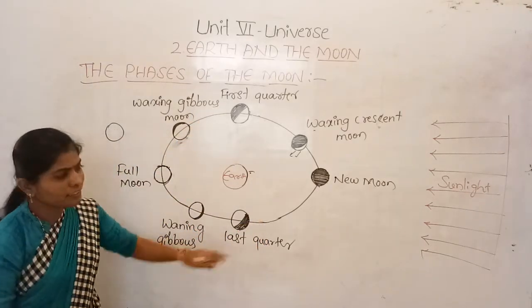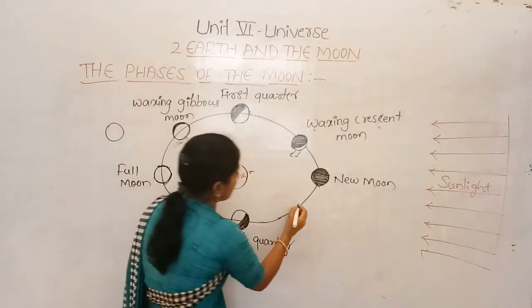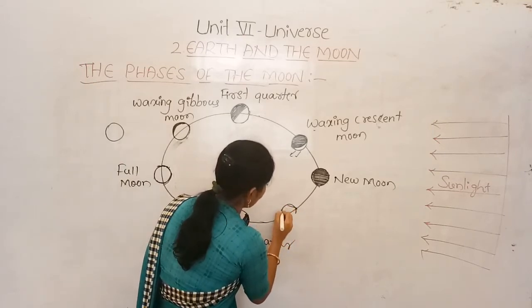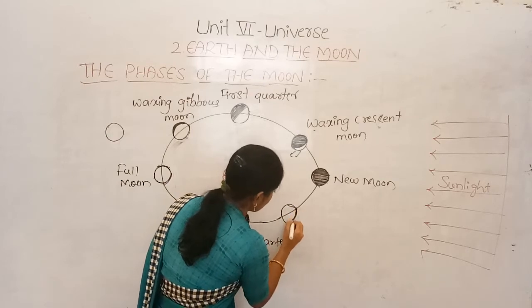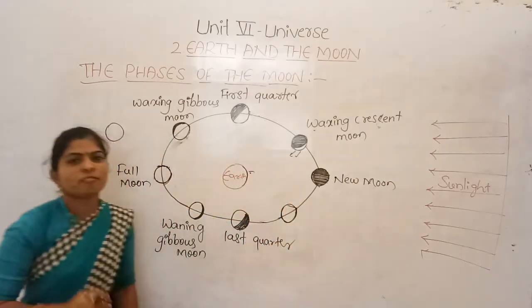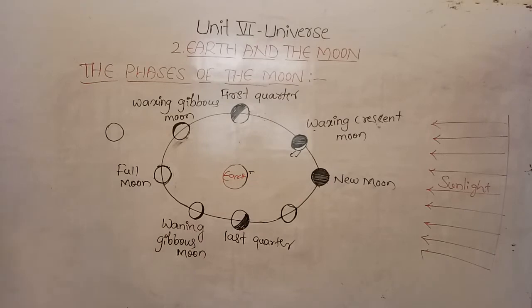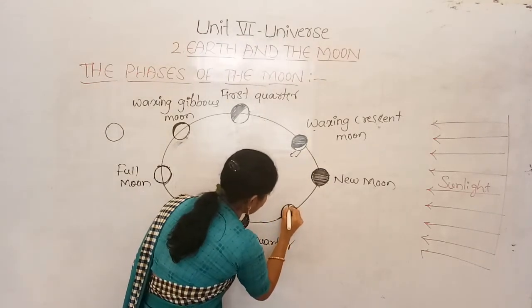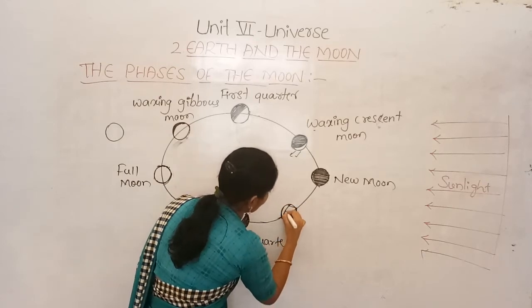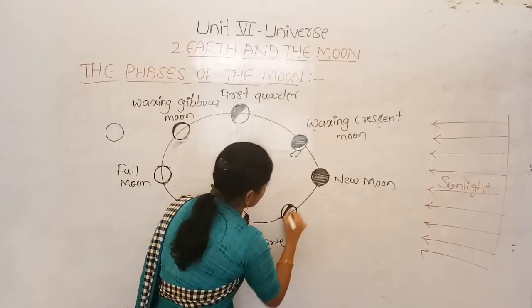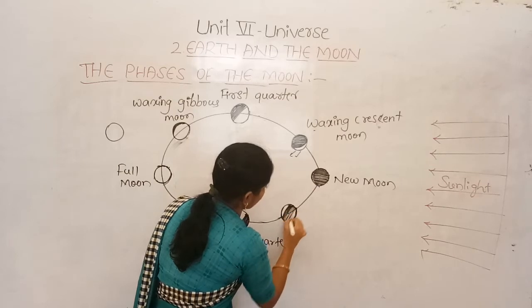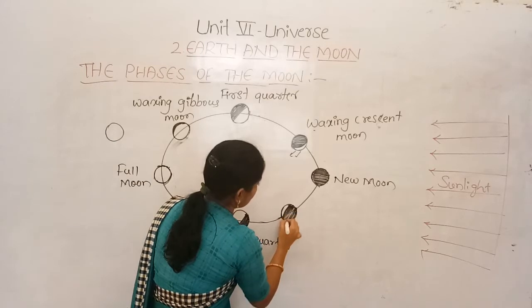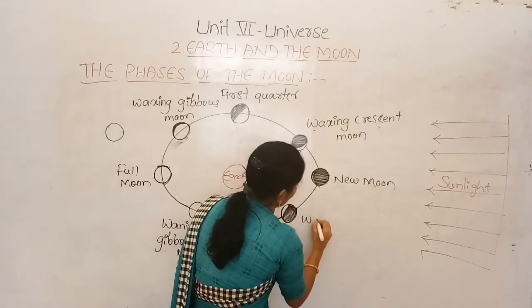This is first and this is last. And again, when the moon reaches this position, we can see only a little part of the moon and the remaining part is all dark. That little part of the moon that we can see, we call as waning.